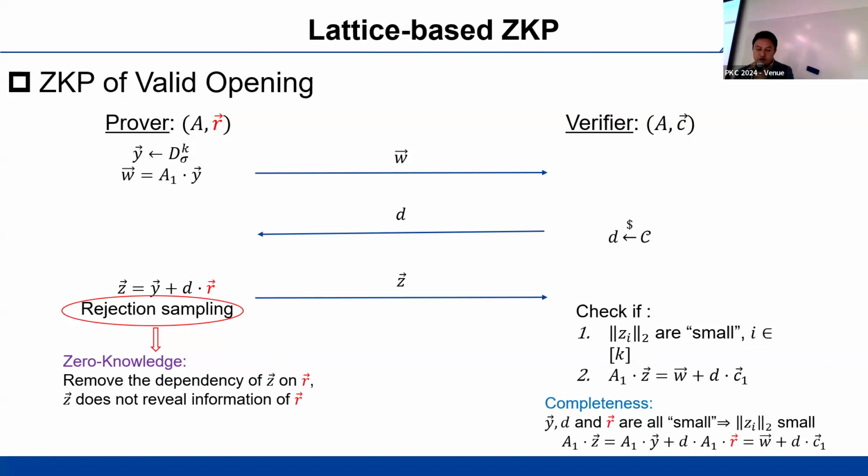One may think to use the so-called masking technique by adding a very large vector y to hide the message of r. But this results in a very large proof size. So the intuition of rejection sampling is to add another small y and output z with some certain probability. In this case, z does not reveal information of r.